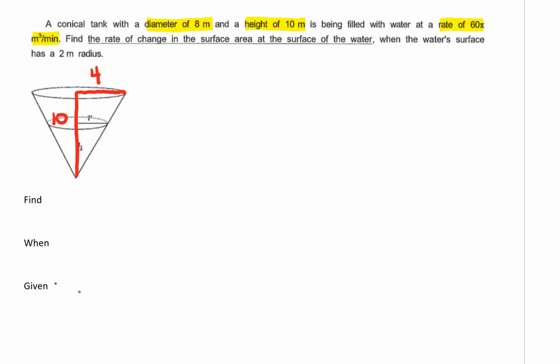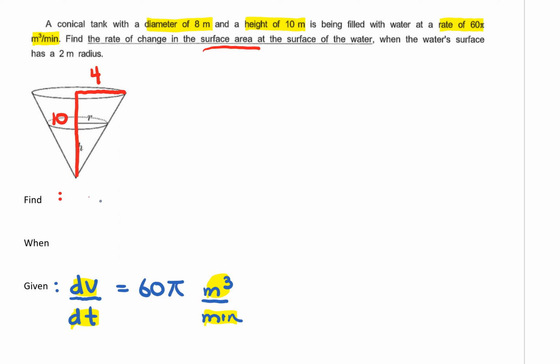So if I want to write the given part right now, I can, because it's very similar to the previous problem. So this is dV by dt equals 60π, and I can write the units here if I want: meters cubed per minute. Once again, volume and volume, that measures up, time and time, that measures up as well. And I need to find the rate of change in the surface area, right? So I need to find dA over dt, and I want to find it when the water surface has a radius of 2 meters. So this happens when the radius is 2 meters.